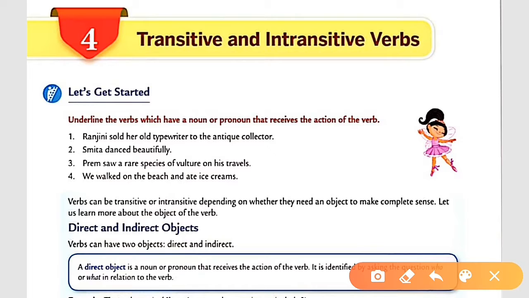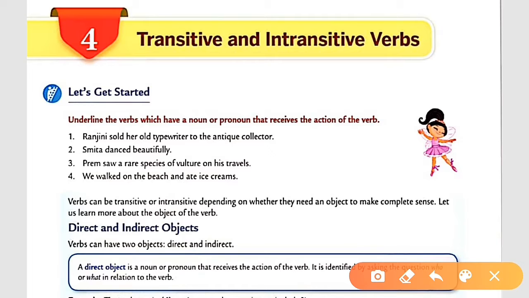Guys, today we are going to discuss transitive and intransitive verbs from your book Collins English Grammar and Composition, chapter number 4. So let's start. Hope you are all well, right? Okay, let's get started. First question.